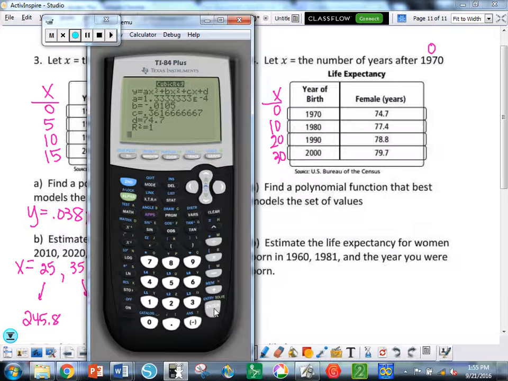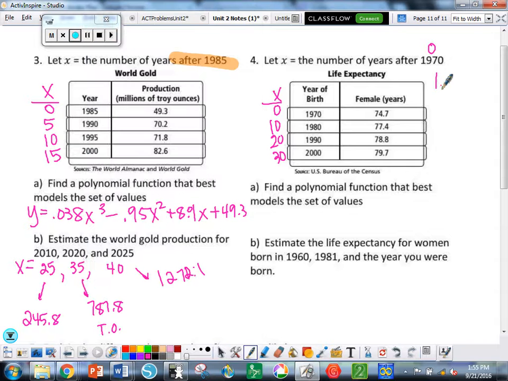E negative 4. Be really careful with that. I'm not going to put 1.3x to the 4th. What am I going to put? This right here means 1.33 times 10 to the negative 4. So this decimal point goes over 4 times. So I've got how many zeros? 3 zeros. So this is y equals.